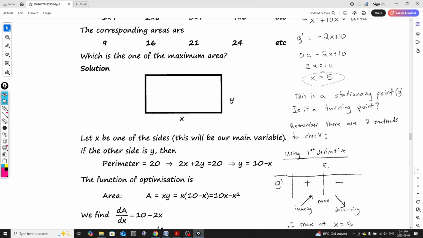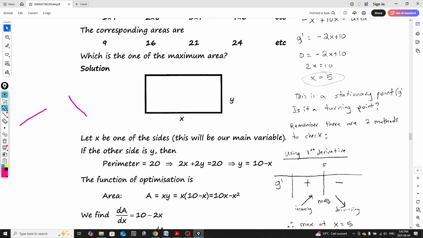Now, to the right of 5, let's say 6, 7, 8, 9, even 10, it doesn't matter. Let's say 6. Negative 2 times 6 is negative 12, and negative 12 plus 10 is negative 2. So g prime is negative. When g prime is negative, that means the slopes are going down. You've got negative slopes, and when you've got negative slopes on a graph, that means your graph is decreasing. That's why it's decreasing here.